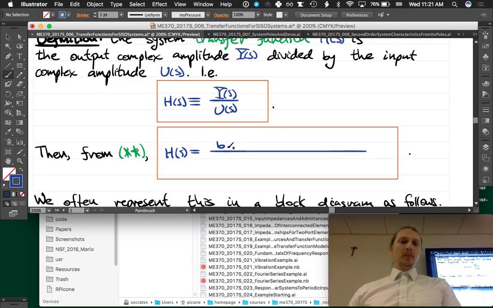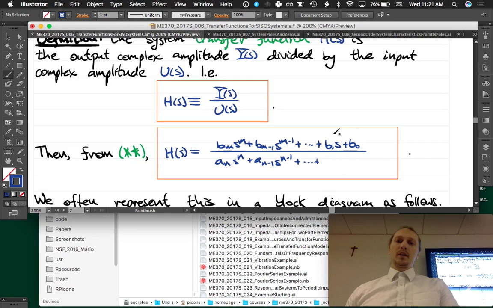the input polynomial b_m s to the m plus b_(m-1) s to the m minus 1 plus all the way up to b_1 s plus b_0, divided by a_n s to the n. So this is the output polynomial, a_(n-1) s to the n minus 1 plus, all the way up to a_1 s plus a_0.